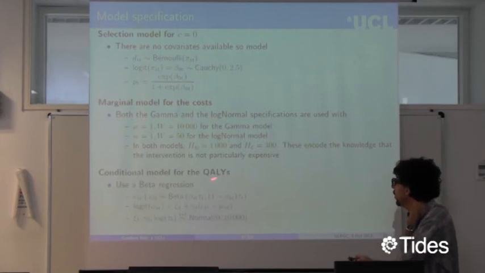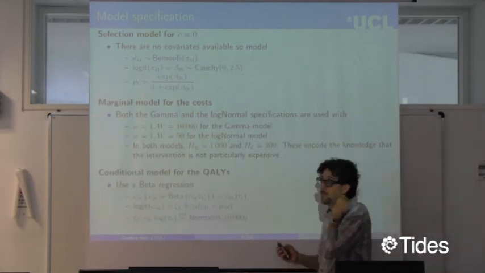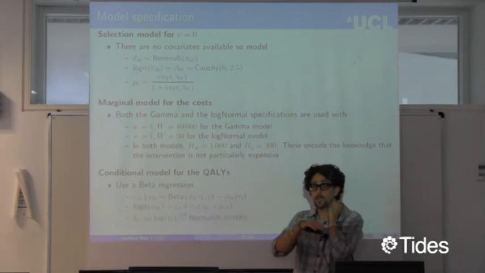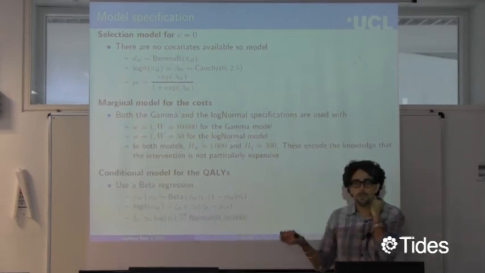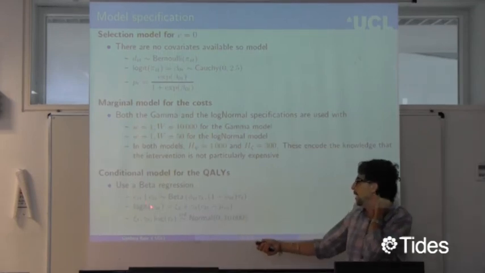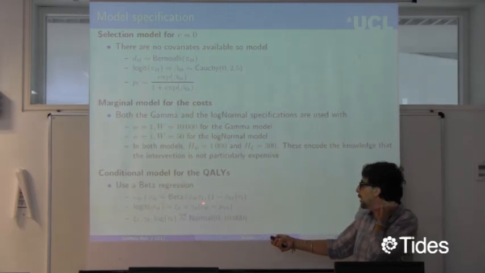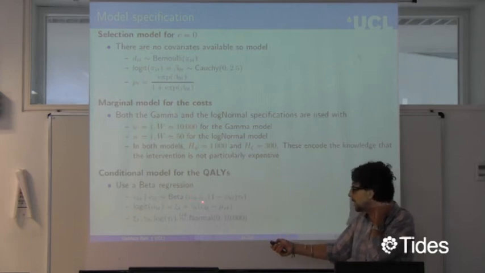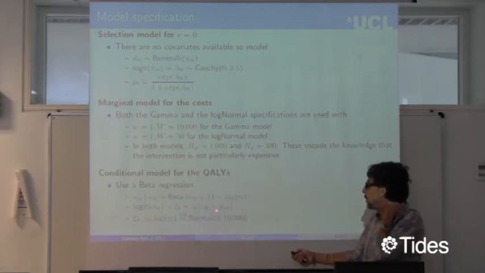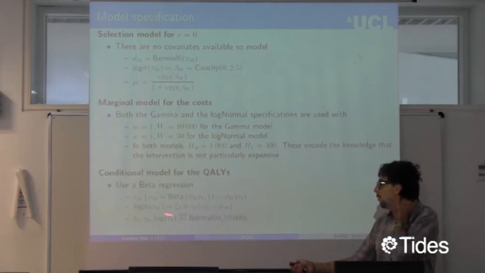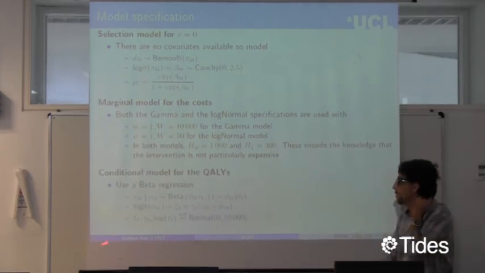And for the QALYs, the effectiveness, because this measure is a continuous number between 0 and 1, I'm using a standard beta regression, which means that I model these data as beta as a function of these two parameters. This is the conditional mean, and this is the precision. I have this formulation, and I give minimally informative normal distributions on these parameters.